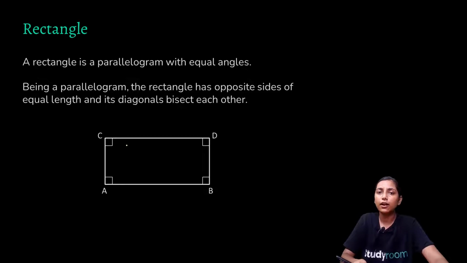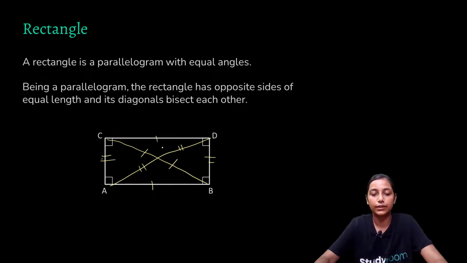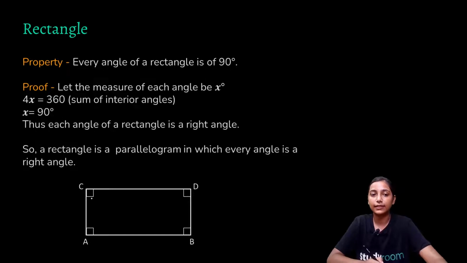Now, being a parallelogram, a rectangle has opposite sides of equal length, so these are going to be equal to each other, and these are going to be equal to each other. The diagonals are going to bisect each other. Now, a property given to us for the rectangle is that every angle of a rectangle is 90 degrees. We know that all the angles of a rectangle are equal, but what is their measure? They are 90 degrees.